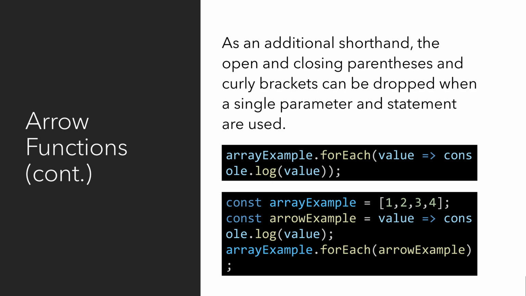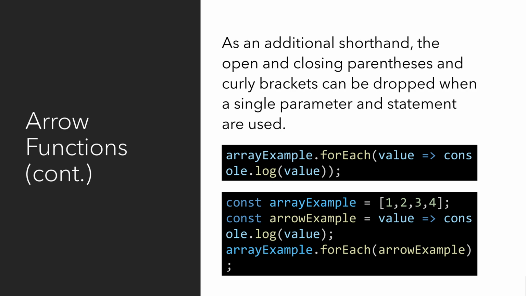Notice though that if we wanted the value and index, as per the previous use with an anonymous function using the function keyword, we would have to use the open and closing parentheses around all parameters. If it's a single value, it can drop the parentheses, and if it's a single line, a single statement within the body of the function, it can also drop the open and closing curly brackets.